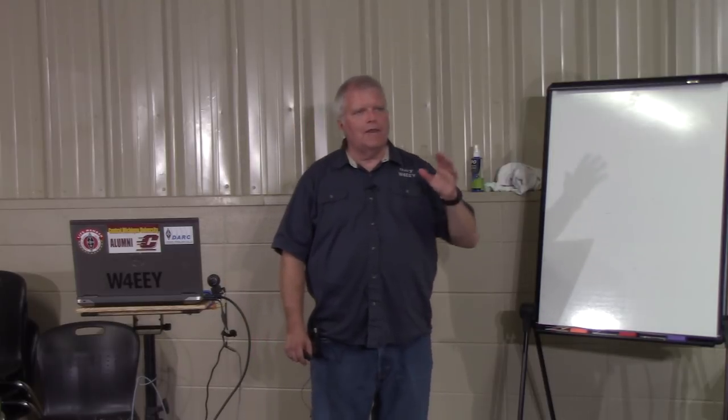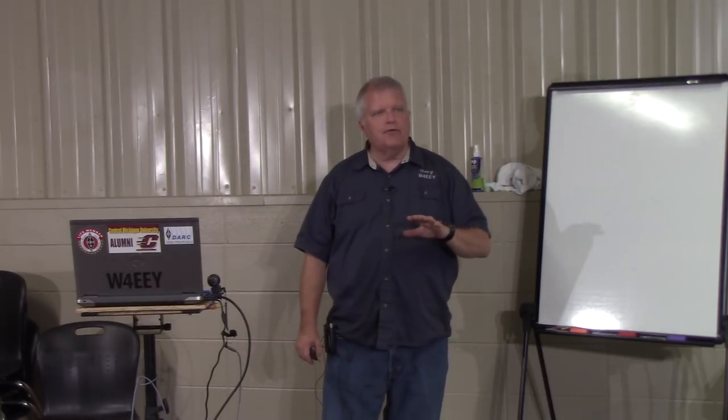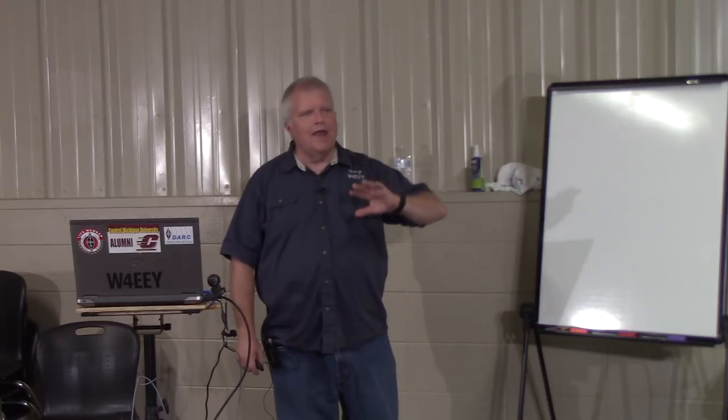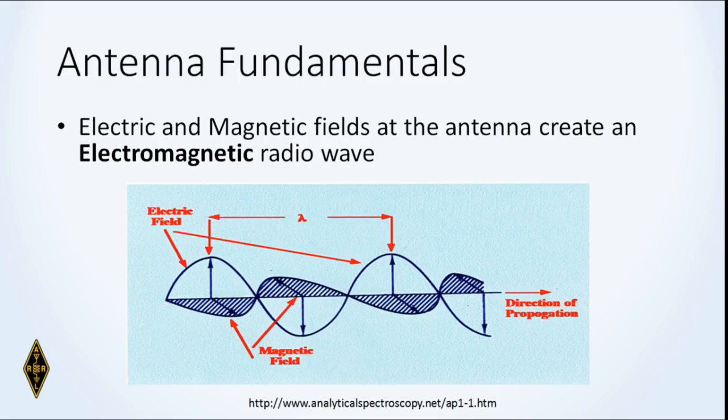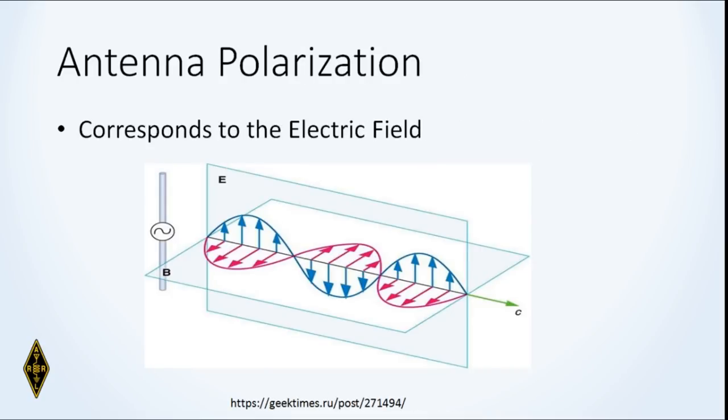And we talked about radio waves or electromagnetic waves, and the electromagnetic wave is made up of two parts, an electric field and a magnetic field. And so you see them here at right angles with each other, the electric field and the magnetic field. And here's another view. And the antenna's polarity corresponds to the polarity of the electric field.